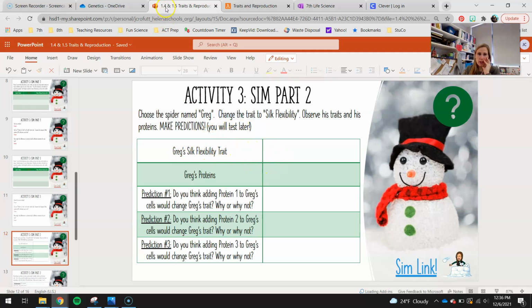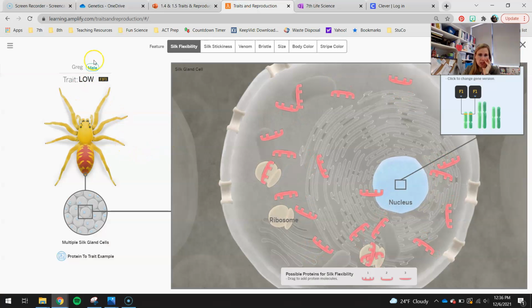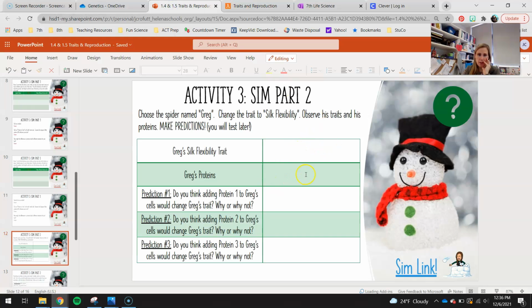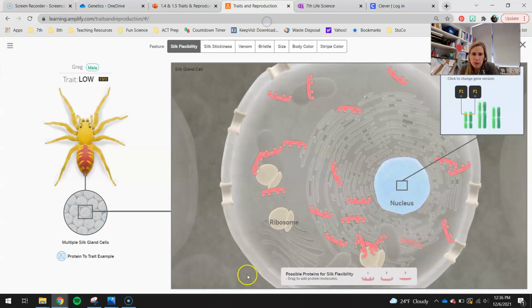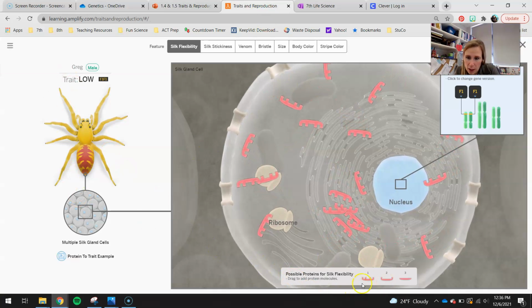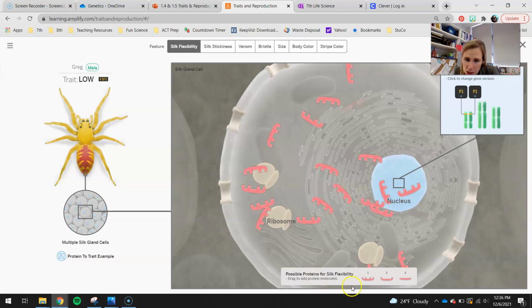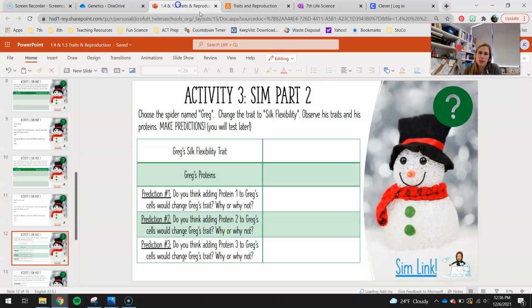So what's Greg's silk flexibility trait? Greg is low, so you would type in low right here. Greg's proteins, if I look, looks like I just see F1, so you would type in F1 down there. And make some predictions. Do you think adding protein 1 to Greg's cells would change Greg's trait? So he has low silk flexibility, so if I added more of protein 1, do you think that would change his trait? Why or why not? So make a prediction. You will test this later.